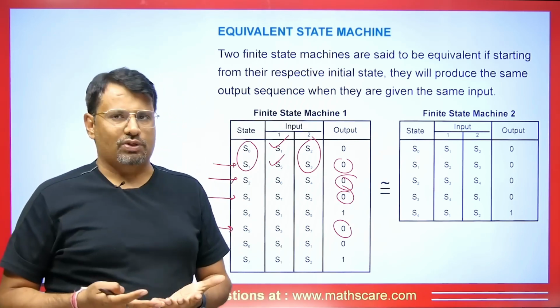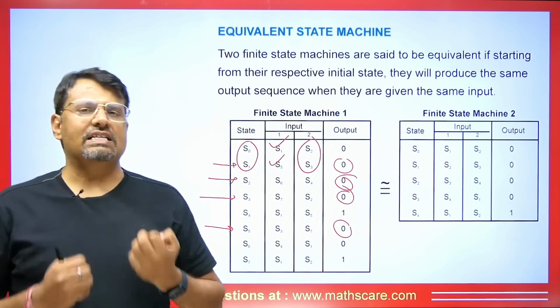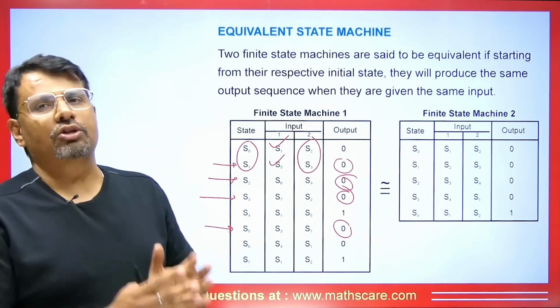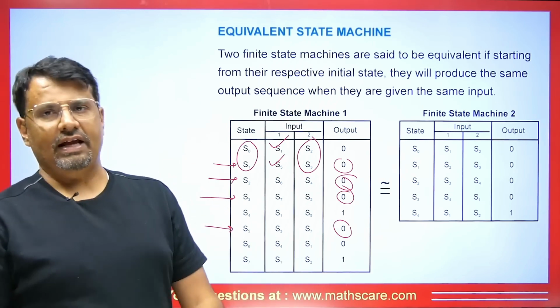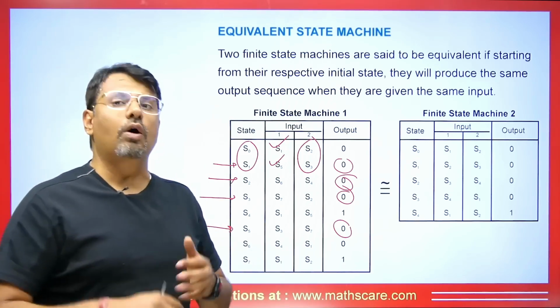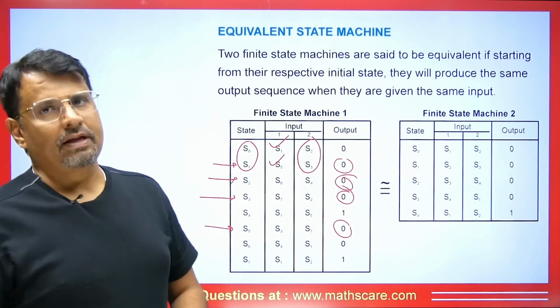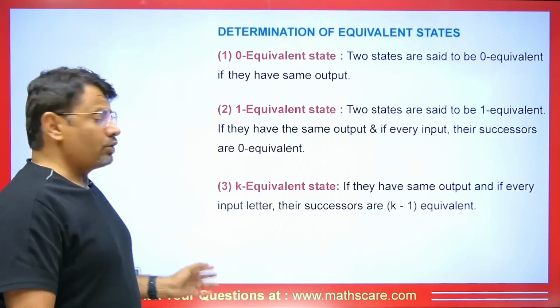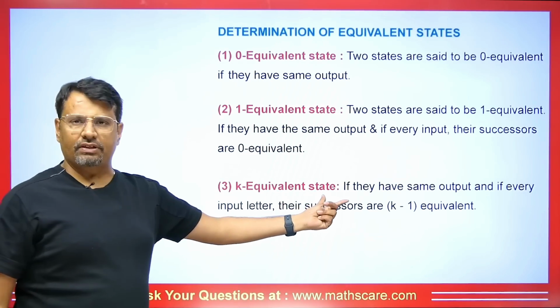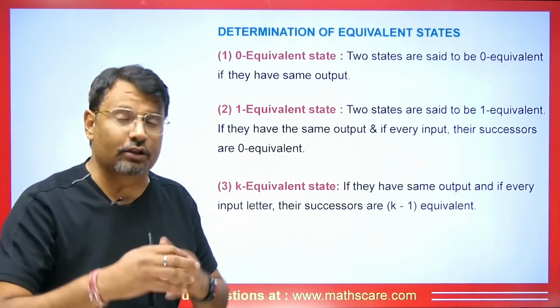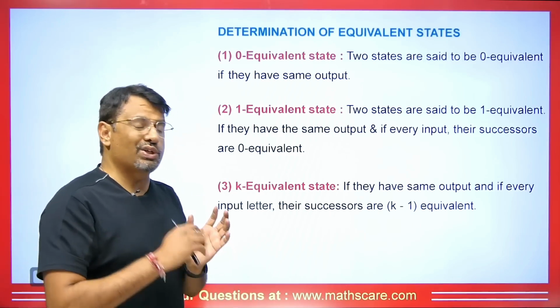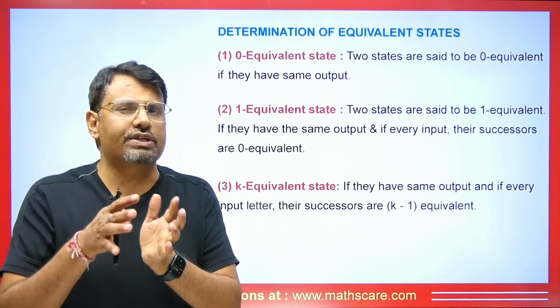They should be 2 equivalent. You can see this process is quite complex. For this we have certain concepts, certain tricks that can help us quickly check whether it is 1 equivalent, 2 equivalent or not. Students, I will also explain how to minimize a finite state machine. Now let's move ahead. So like this we can understand K equivalent. If we have to check for K equivalent states, then the input successors of the two states should be K minus 1 equivalent.